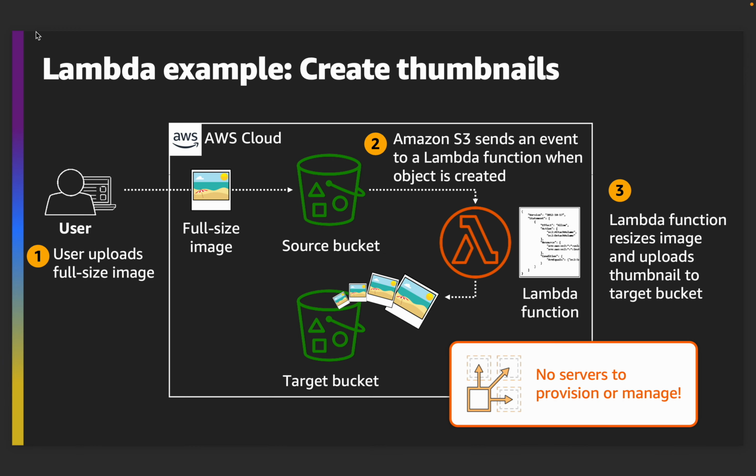So a Lambda example: create thumbnails. The user uploads a full size image. Then we have a source bucket in Amazon S3, which sends an event to the Lambda function when the object is created. And now the Lambda will decide the target bucket. The Lambda function resizes the image and uploads the thumbnail to the target bucket. No server to provision or manage for the Lambda function.